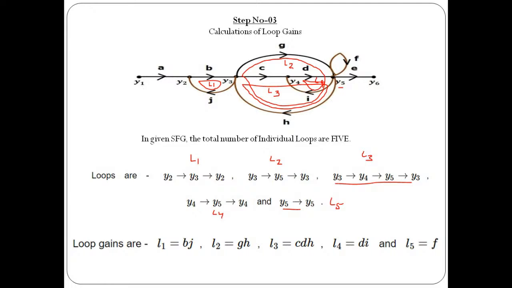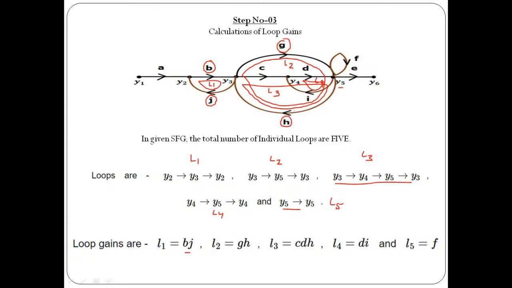Now, what will be the gain for each loop? See, gain means we need to multiply the gain of the branches which are responsible for the formation of that particular loop. The same thing is mentioned over here. L1 will be B into J. See, B multiplied by J. That's it. In the same way, L2 will be your G multiplied by H.